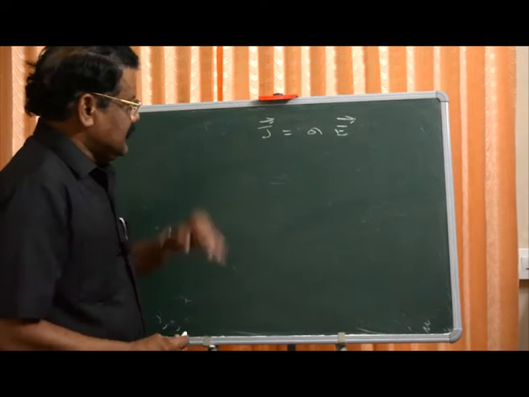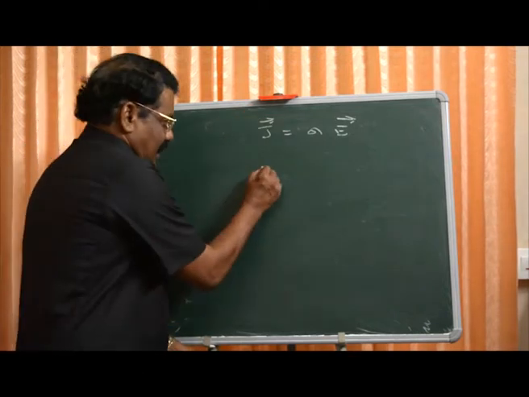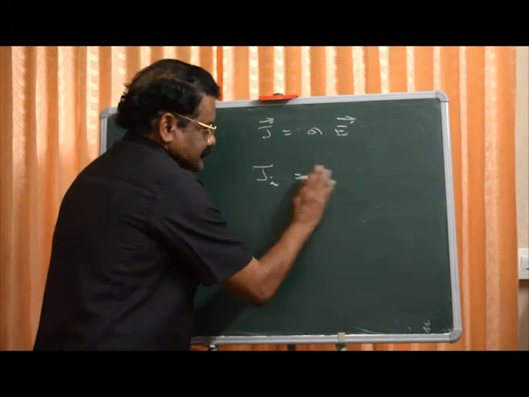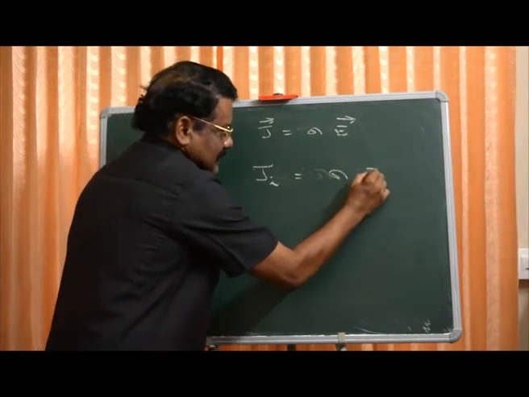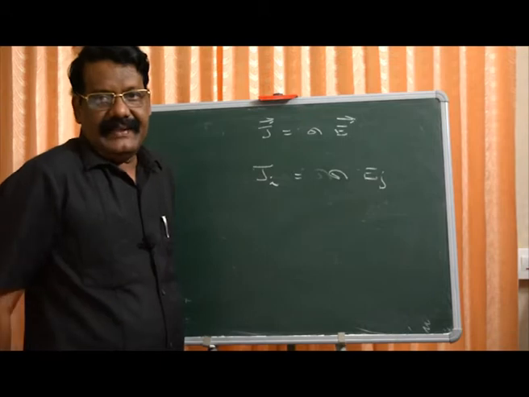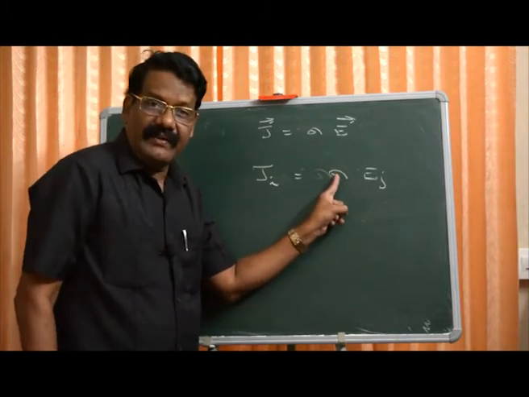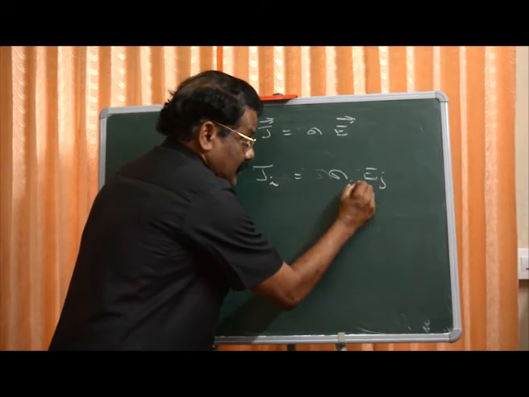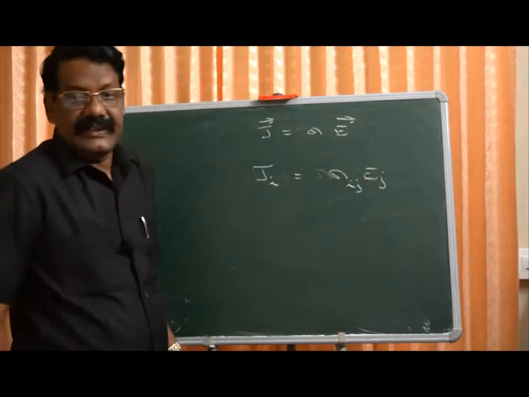Correct? So symbolically this can be written as Ji equals sigma ij Ej, so sigma is a coupling constant between i and j. So I have to attach two indices here, summing over j.